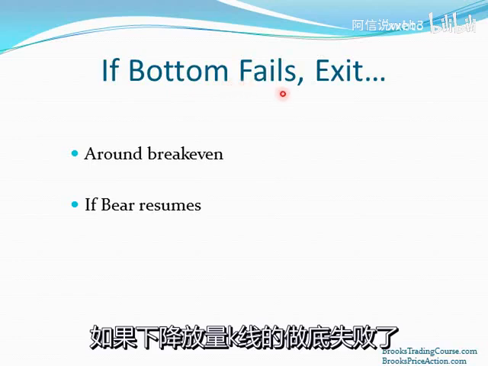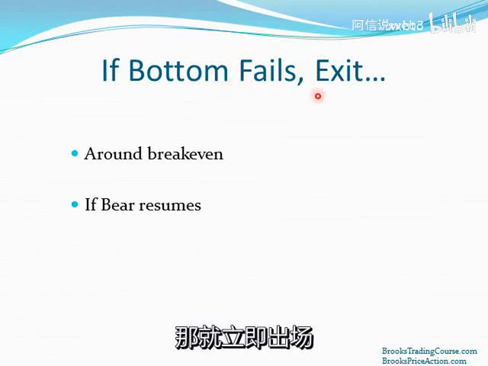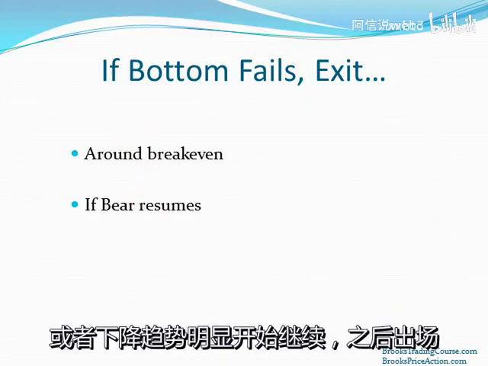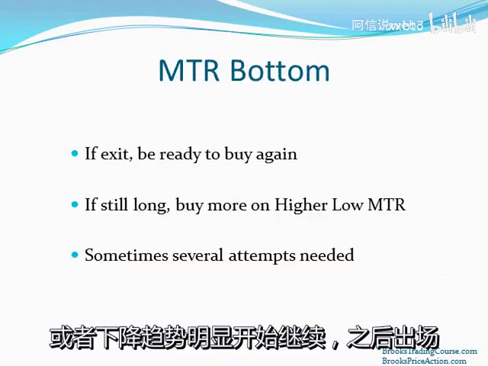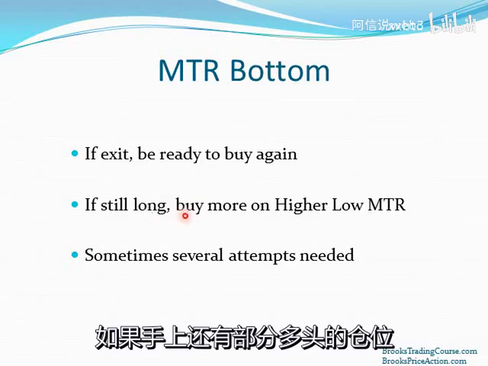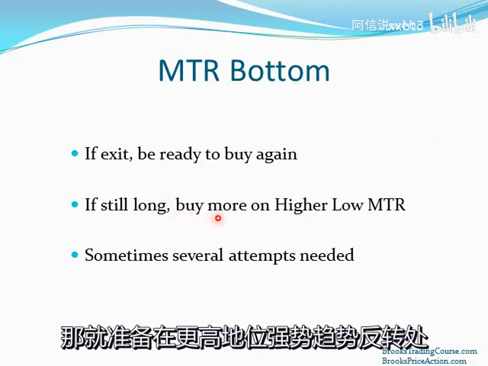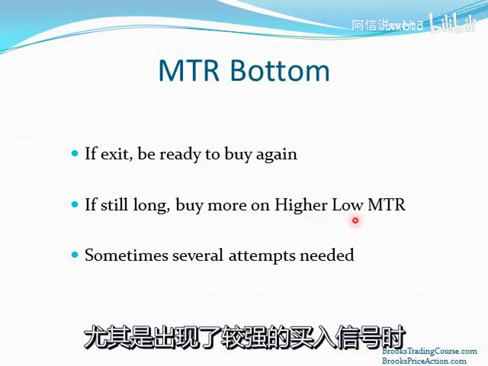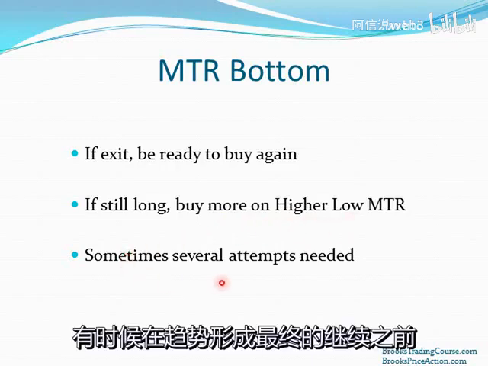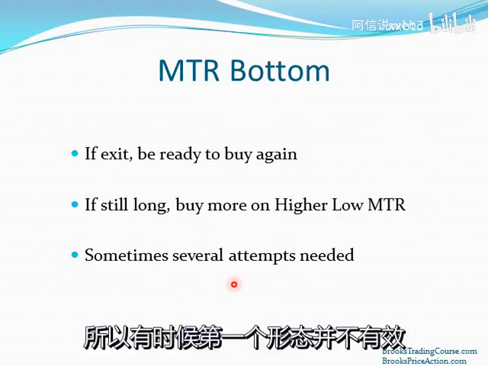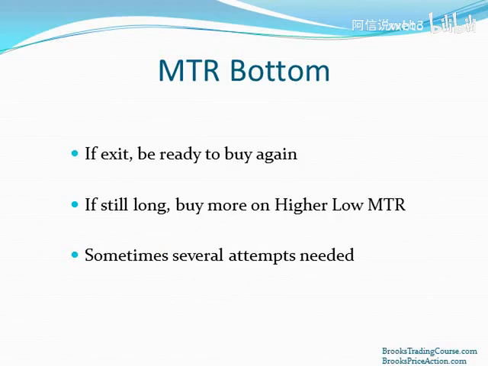If the bottom of the bull spike fails, you'd exit, maybe around break even, or if the bear clearly resumes. If you do exit, you have to be ready to buy again. If you're still long part of your position, you'd look to buy more on a higher low major trend reversal, especially if there's a good signal bar. Sometimes you have to have several attempts before the trend resumes. So sometimes the first setup does not work.